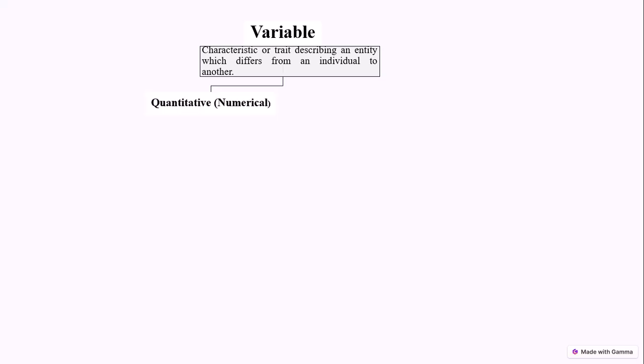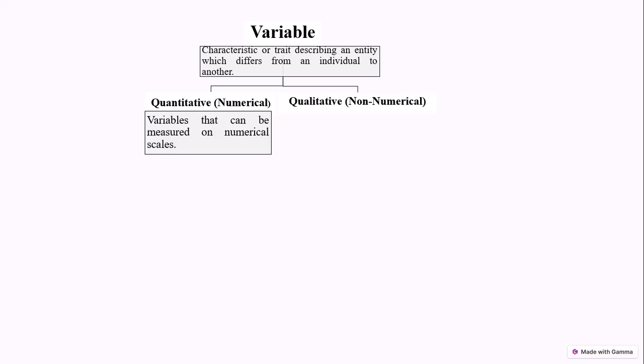Variables can be quantitative, when they are numerical, or qualitative, when they are non-numerical. A quantitative variable can be measured on a numerical scale. Qualitative variables only show the characteristics and attributes of the individuals being measured. They cannot be quantified except when we carry out certain procedures such as categorization.